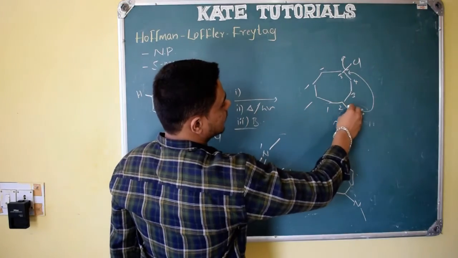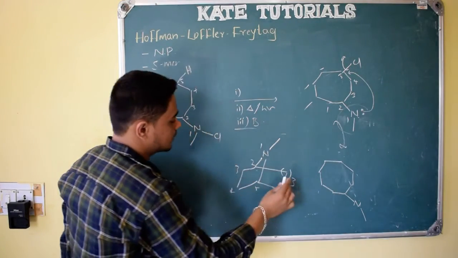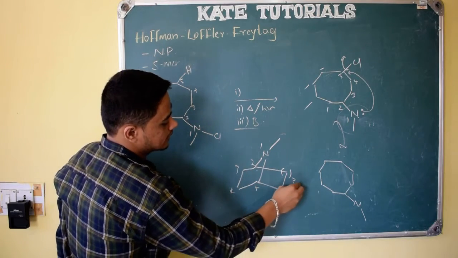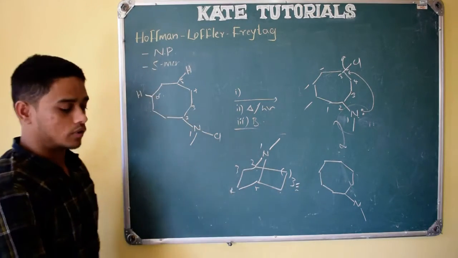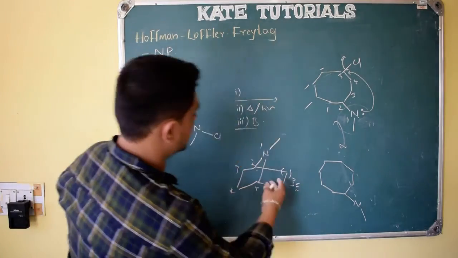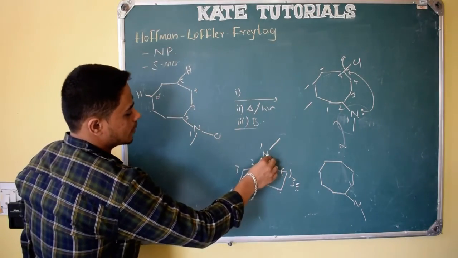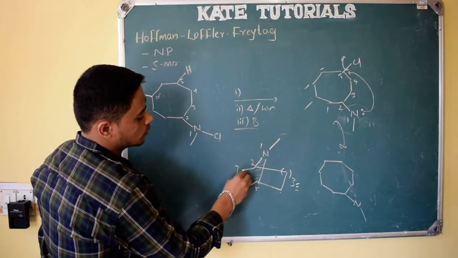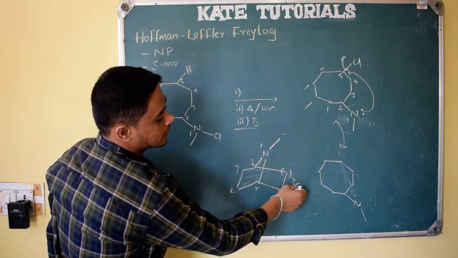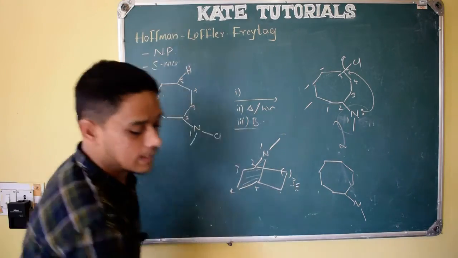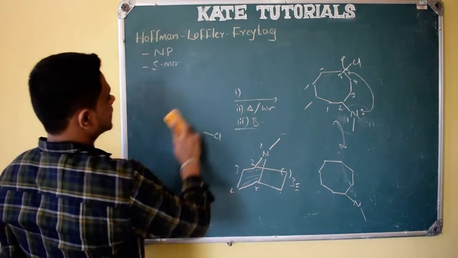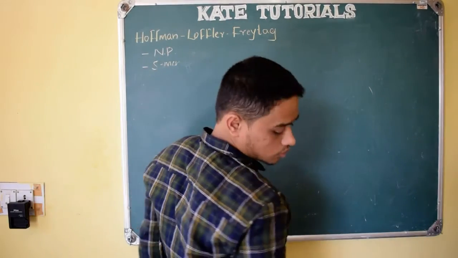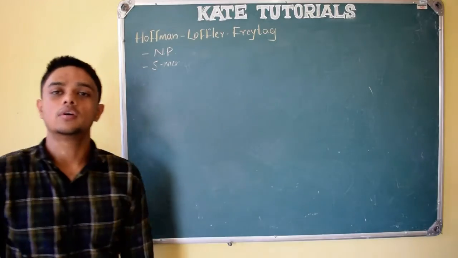And here it will form 8 carbons. Let me check whether 8 carbons are there: 1, 2, 3, 4, 5, 6, 7, 8. So this is the 8-carbon structure. We can draw this like this. This is the 5-membered ring, and this is the 8-membered ring. See here, 1, 2, 3, 4, 5, 6, 7, 8. So this is the product. The 5-membered ring will form. To show it becomes difficult, so we show like that.